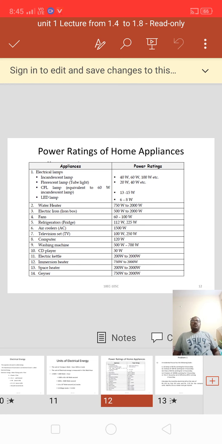Now we learn about some of the power ratings of home appliances which we are using in our day-to-day life.